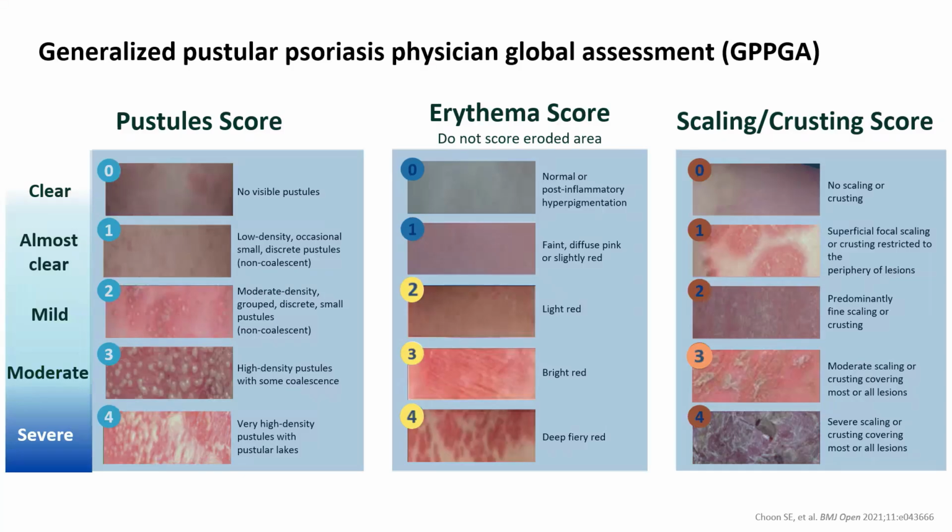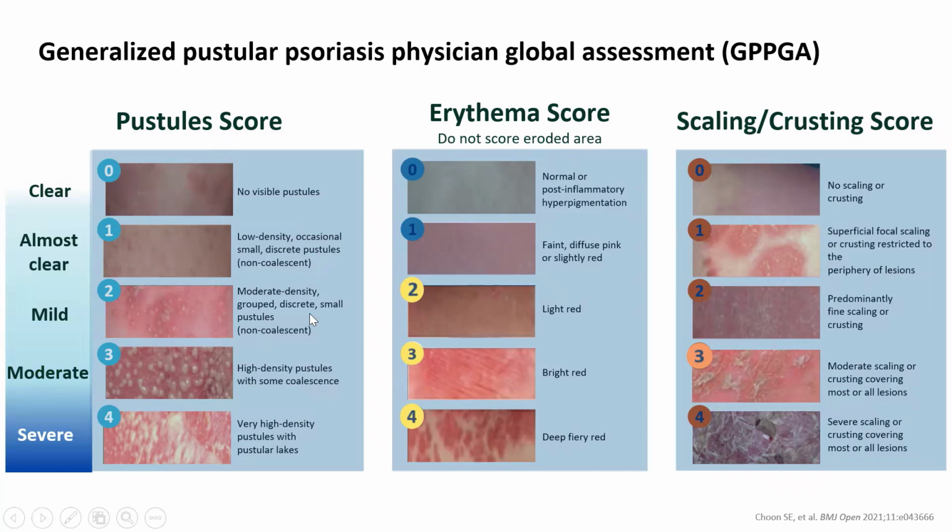Let's start with GPPGA, or Generalized Pustular Psoriasis Physician Global Assessment. If you remember from previous presentations, GPPGA assesses three components. It's a very simple, clinician-friendly scoring system. For the pustule score, it ranges from 0 to 4, where 0 means there are no visible pustules. 1 is almost clear, with only low density, occasional small discrete pustules which are non-coalescent.